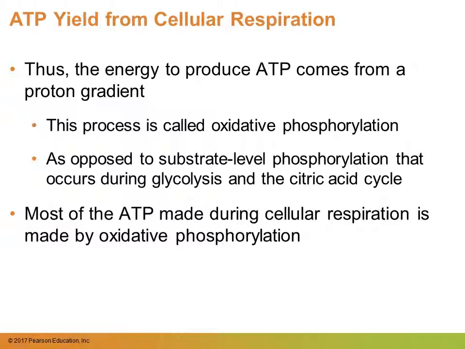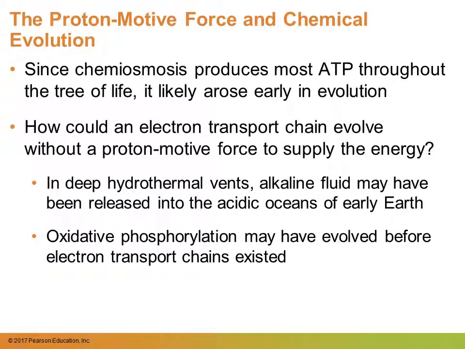Most of the ATP made during cellular respiration is made by oxidative phosphorylation. In other words, most of the ATP is produced or synthesized in step 4.